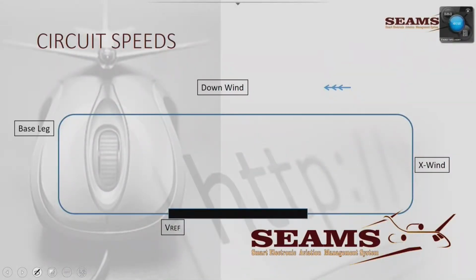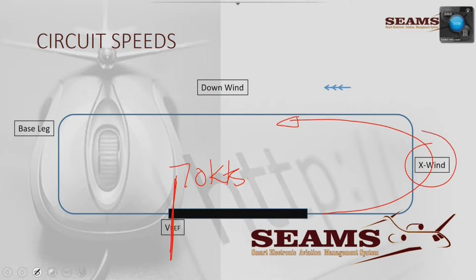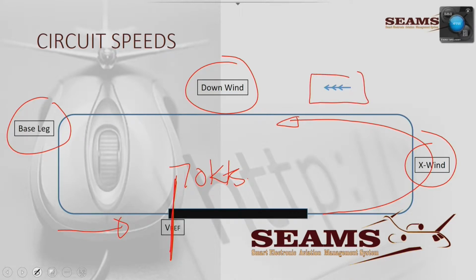So now we get to the part where we've got to start using the figures that we've got. At this stage, we looked at the VREF. If you can remember, we worked it out at 70 knots. Okay, that is what we want here. There's the runway. We're flying around the circuit this way: crosswind, downwind, base leg. This is the final approach. And there you've got the wind indication.